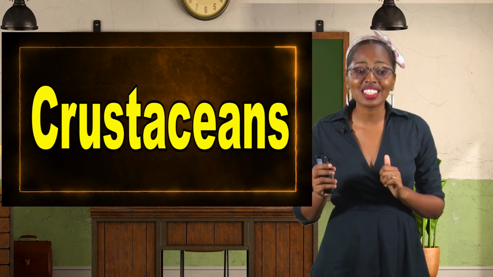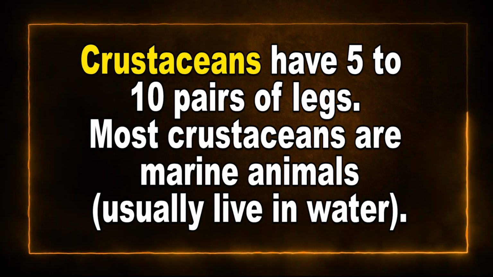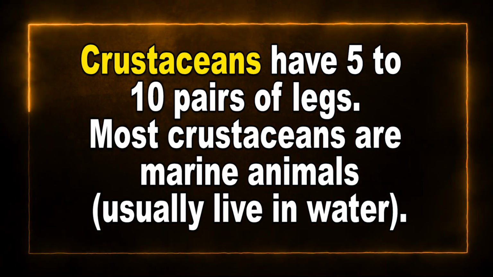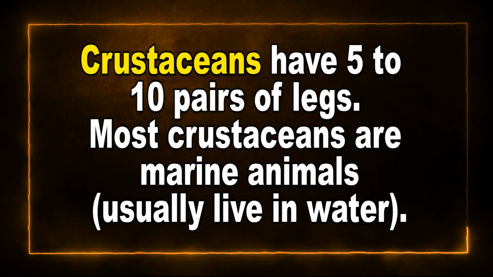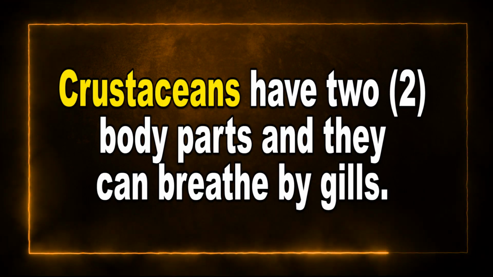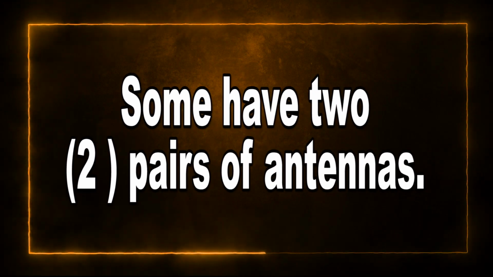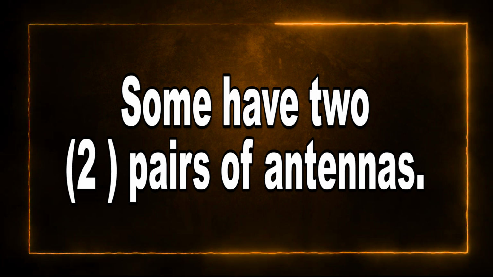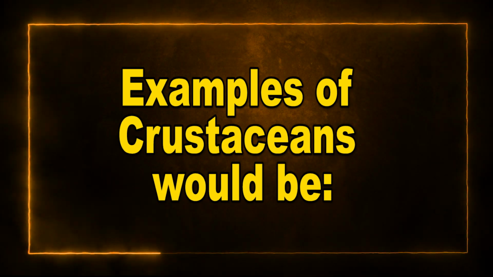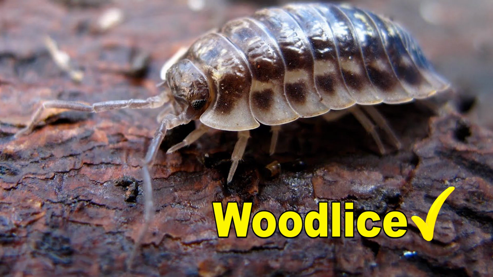Now let's move on to discussing another type of invertebrates. These are called crustaceans. Crustaceans have 5 to 10 pairs of legs. Most crustaceans are marine animals, meaning they live in water, but some can also live on land. Crustaceans have 2 body parts and they can breathe by gills. Some have 2 pairs of antennae. Examples of crustaceans would be shrimp, lobster, prawns, crabs, and woodlice.